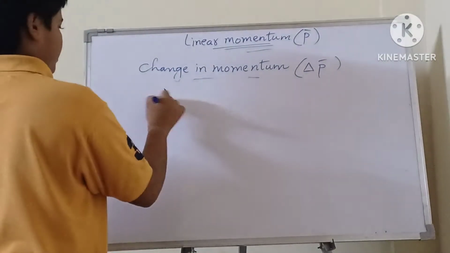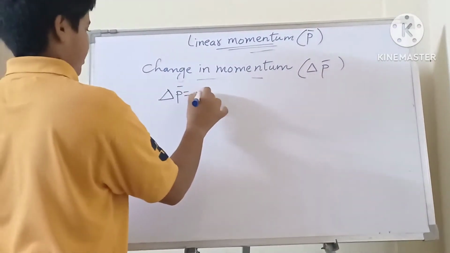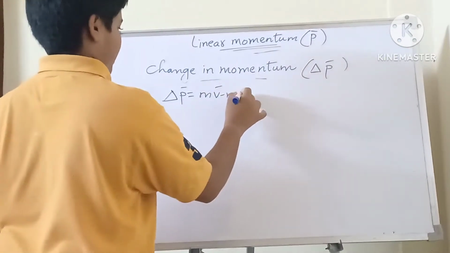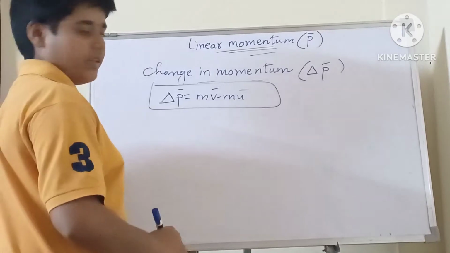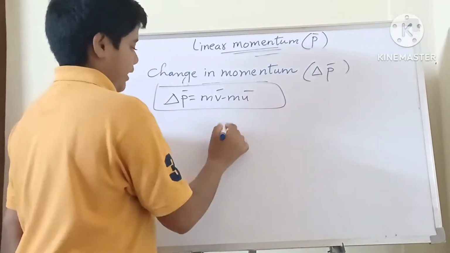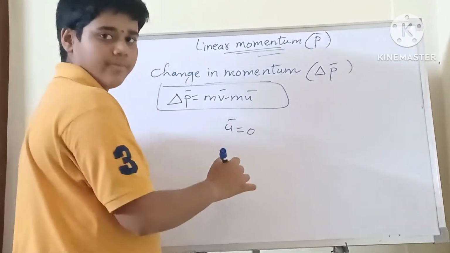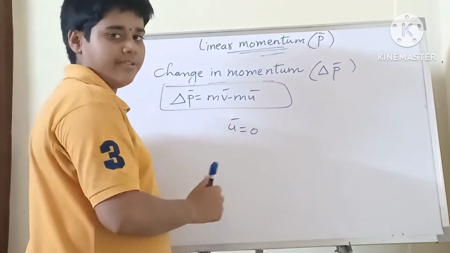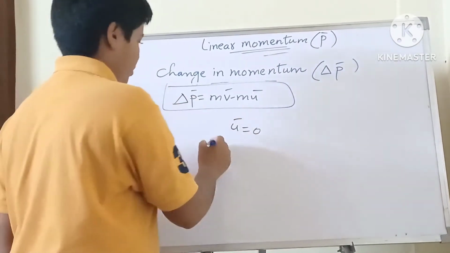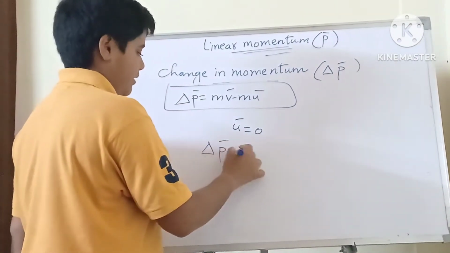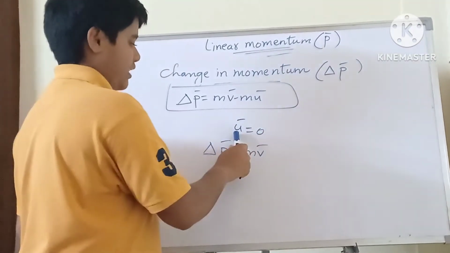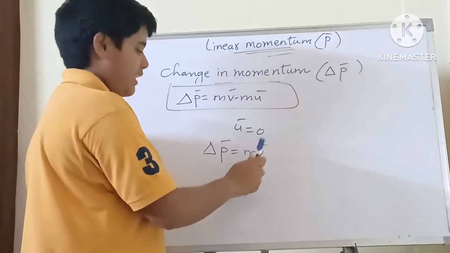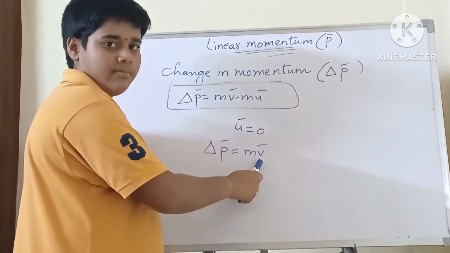So here delta P bar is equal to mv bar minus mu bar. This is the change in momentum. In this, initial velocity is 0. If initial velocity is 0, then change in momentum is mv bar.